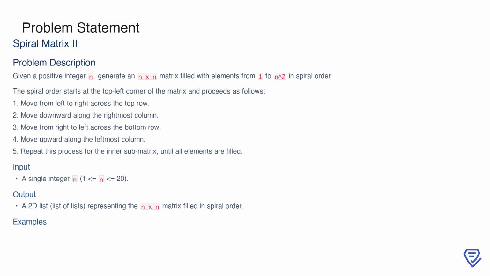The input is a single integer n, which must be between 1 and 20, inclusive. The output is a 2D list that represents the spiral matrix. This structure ensures that all numbers from 1 to n-2 are correctly arranged in the spiral order.